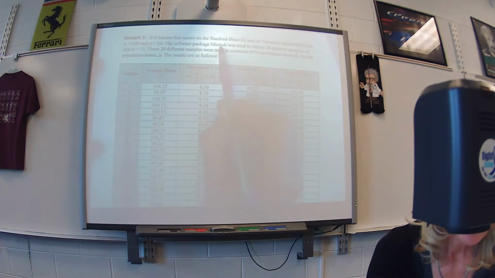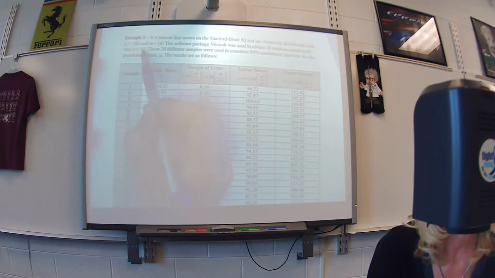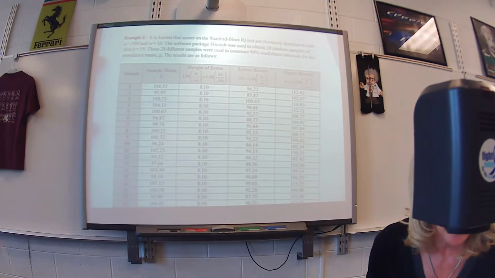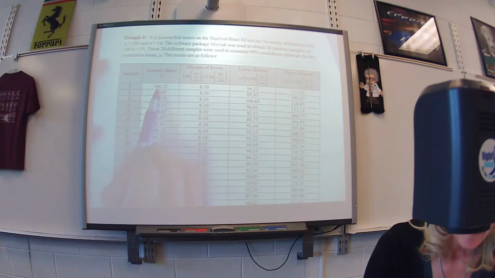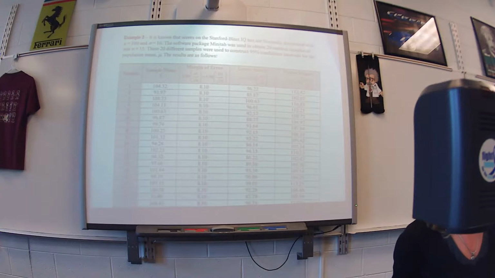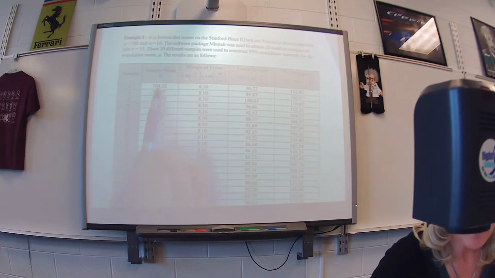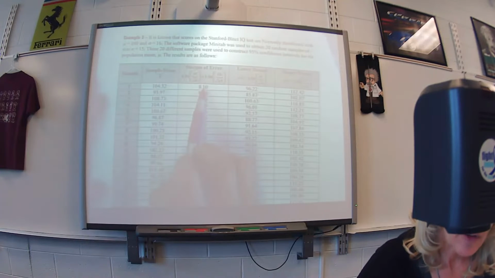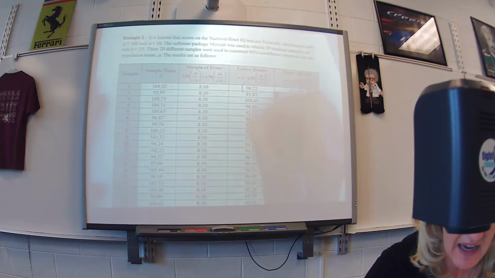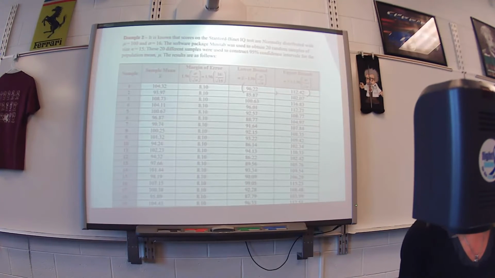But I used Minitab 20 times. I took samples of size 15 from a data set that had a mu of 100 and a sigma of 16, okay? I randomly chose 15 numbers from this data set. I calculated the mean. I calculated the margin of error by doing 1.96 times 16 divided by the square root of 15. And then I subtracted, and then I added. And every one of these is a confidence interval. I did that 20 times.